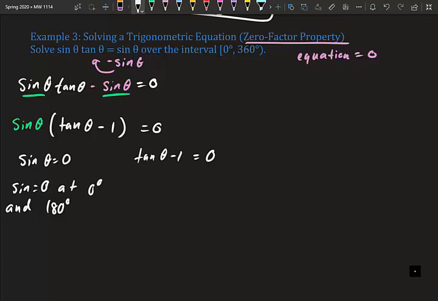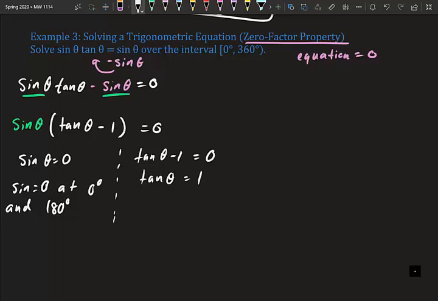Here we have to solve for tangent, so we add 1. We have tangent theta equals 1. So remember, pay attention to your quadrants. Since it's positive, we're going to be looking in the positive quadrants of tangent. So quadrant 1, and wait for you to think about it. You got it? Quadrant 3.